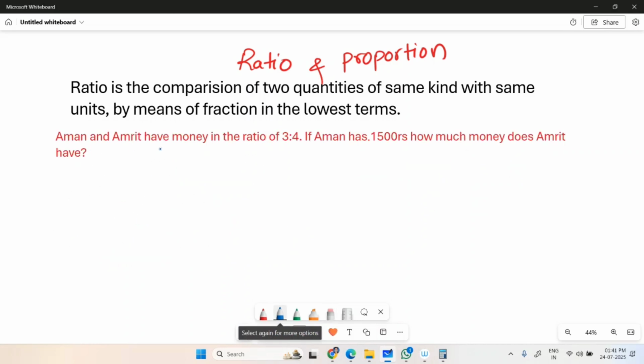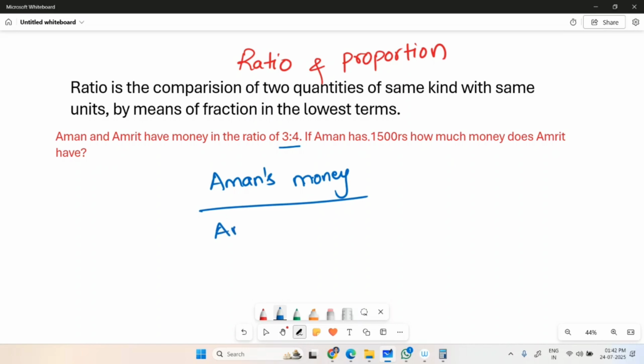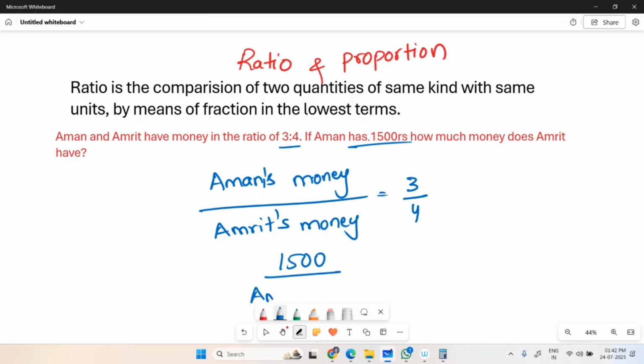Aman and Amrit have money in the ratio of 3 is to 4. If Aman has 1500 rupees, how much money does Amrit have? So let's write it in a ratio form. Aman's money by Amrit's money. We know that Aman's money and Amrit's money are in the ratio of 3 is to 4. So we can write it as 3 by 4. And we know that Aman has 1500 rupees. So 1500 by Amrit's money equals to 3 over 4.